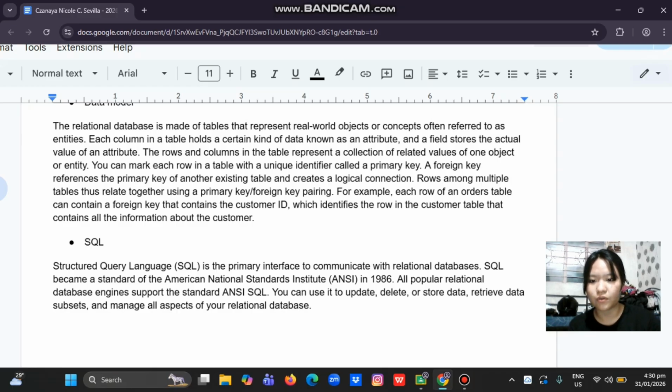You can mark each row in a table with a unique identifier called a primary key. A foreign key references the primary key of another existing table and creates a logical connection. Rows among multiple tables thus relate together using a primary key or foreign key pairing. For example, each row of an order table can contain a foreign key that contains the customer ID, which identifies the row in the customer table that contains all the information about the customer.